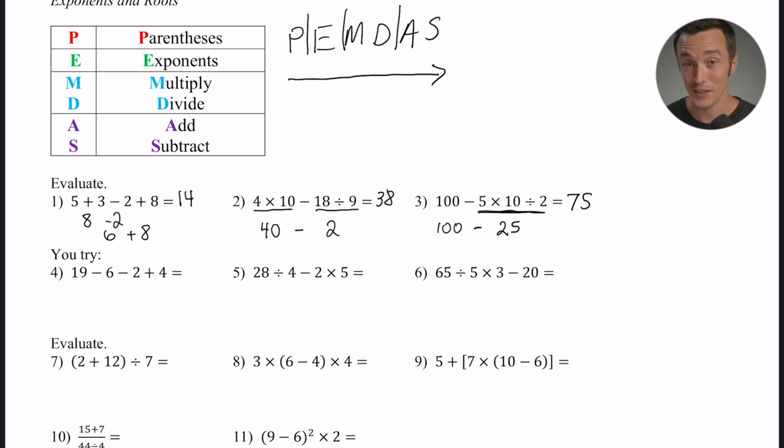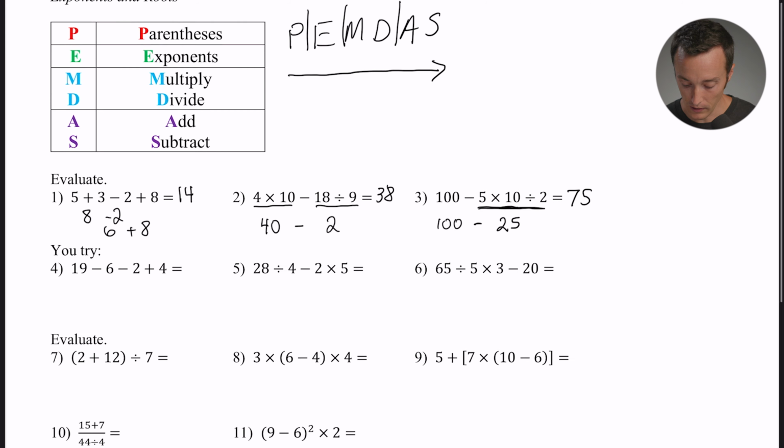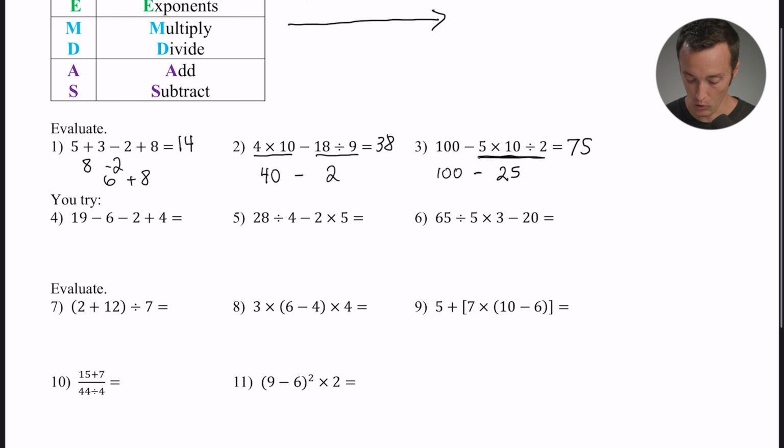So, assuming you've had a chance to pause it and try those, let's take a look at ones that get a little bit more involved, like number 7. As I scan through there, I see addition and I see division. Between addition and division, you would normally have to do the division first, except in this case, because that addition problem is within a set of parentheses.